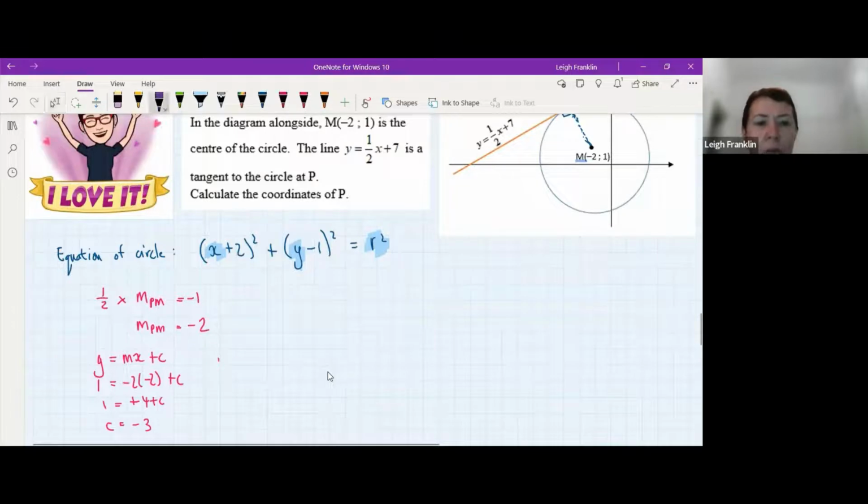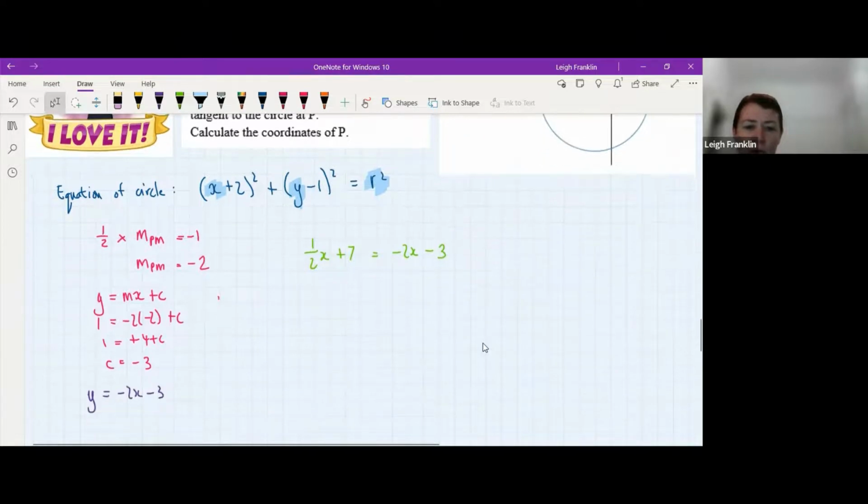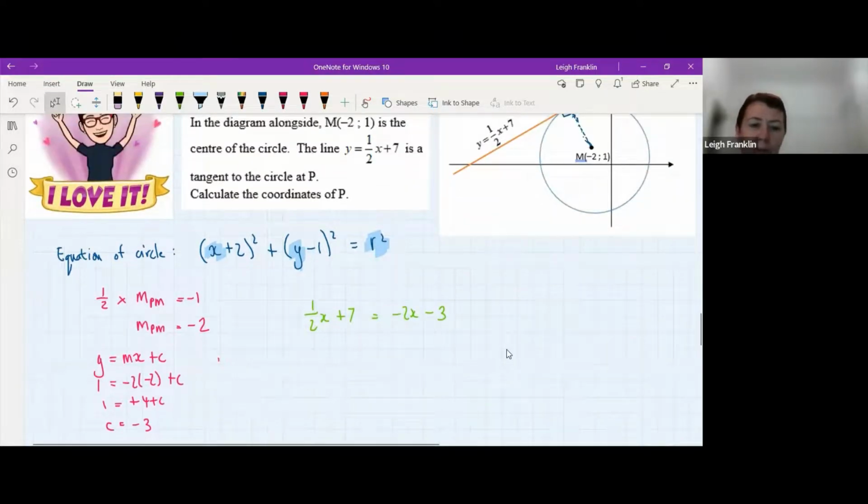And now we are going to equate that to the equation of the tangent. So 1/2 x plus 7 is equal to negative 2x minus 3. All right, there we go. And now we need to solve for the x coordinate at the point of tangency. So it's up to you at this point. Either you can collect the x terms together, or you can multiply through by 2 and then collect the x terms together, whatever floats your boat.